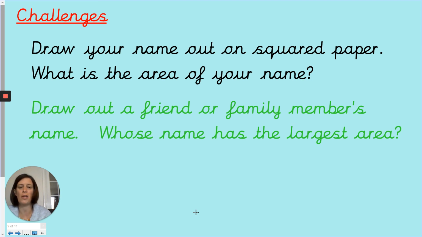Remember what we said about making sure that your squares are the same size when you compare your name with your friend or family member's name. Make sure you use equal size squares to compare them. Okay, I look forward to seeing your challenges this week, having a go at drawing your name out, letting me know what the area is.